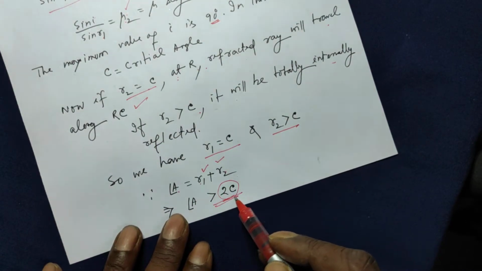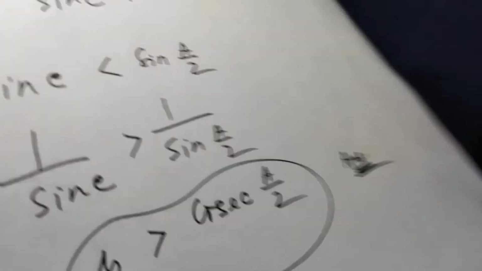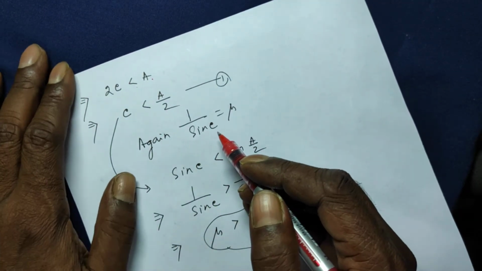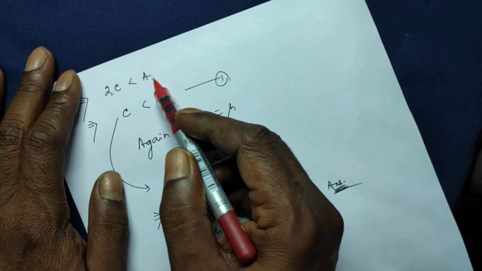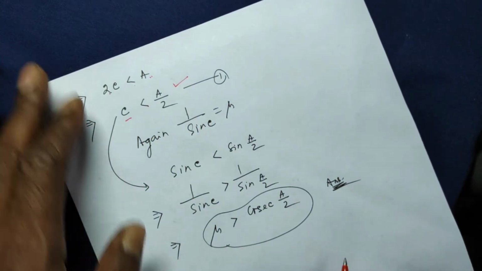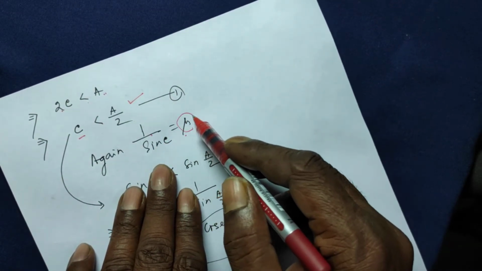Now if you write it, your 2C will be less than A. So your 2C will be less than the angle of the prism. So 2 is multiplied, take it to the right-hand side, it is divided. So C is less than A by 2. And we also know 1 by sine C is equal to mu.